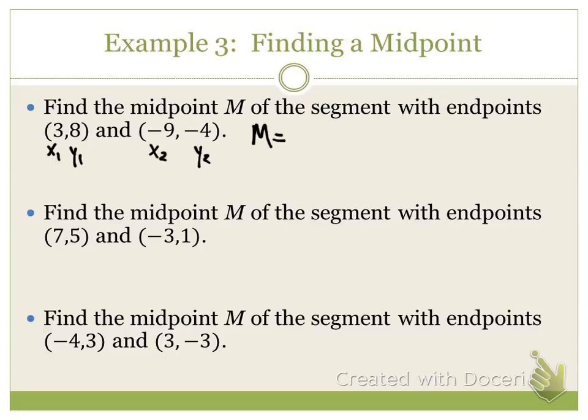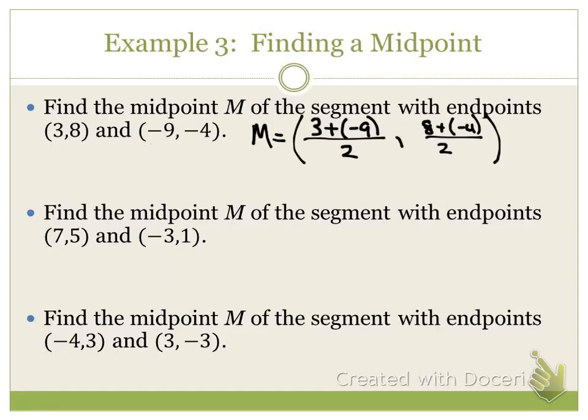Okay, so m equals x1, which is 3, plus -9, because that's x2, over 2, comma, y1 plus y2 divided by 2. All right, and now I'm just going to simplify. What's 3 plus -9? -6. Over 2, and what's 8 minus 4? 4 over 2.